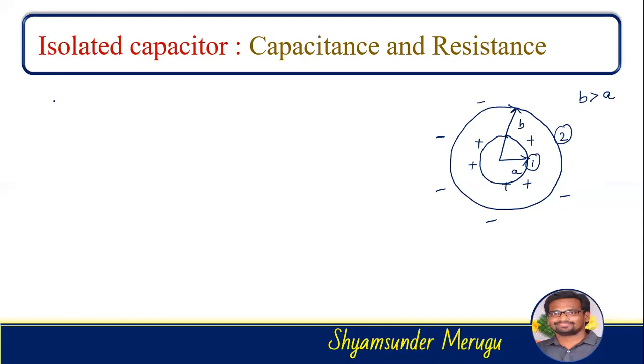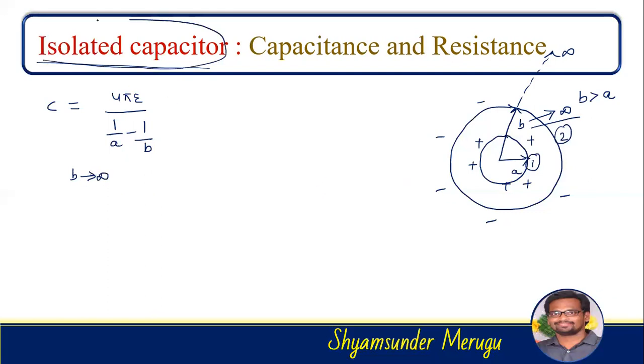And the capacitance for that spherical capacitor is given by 4 pi epsilon by 1 by A minus 1 by B. As the title says, it is an isolated capacitor. That means we take this outer sphere towards infinity. That means we are increasing B towards infinity. So by taking B tends to infinity, we call the spherical capacitor an isolated capacitor.